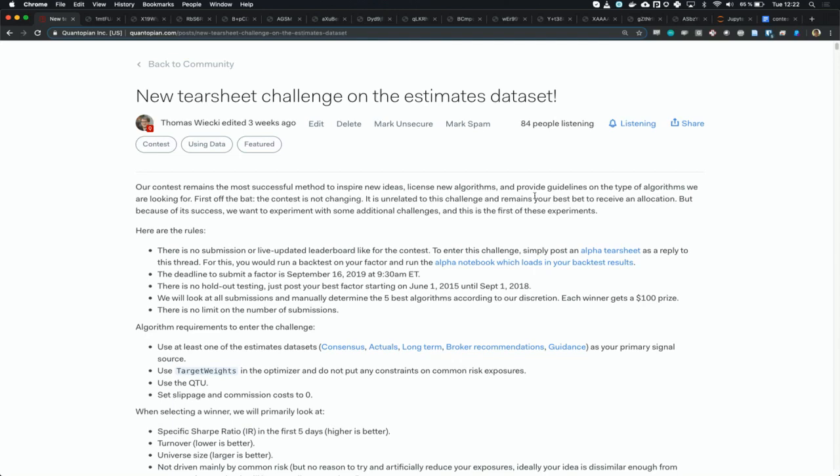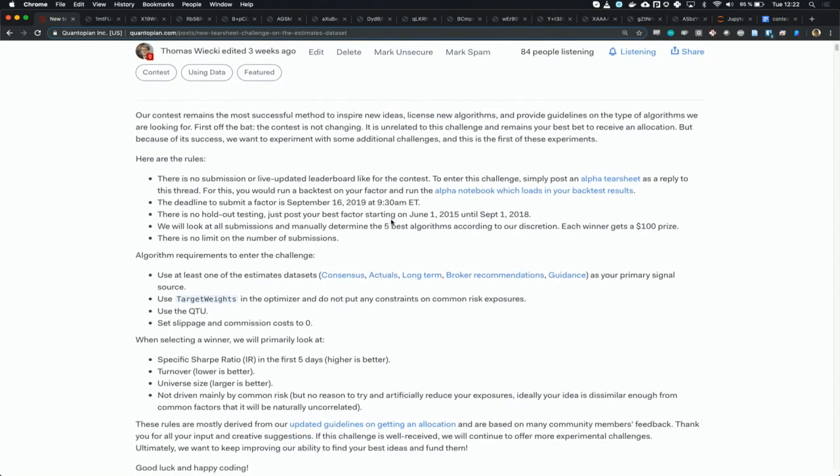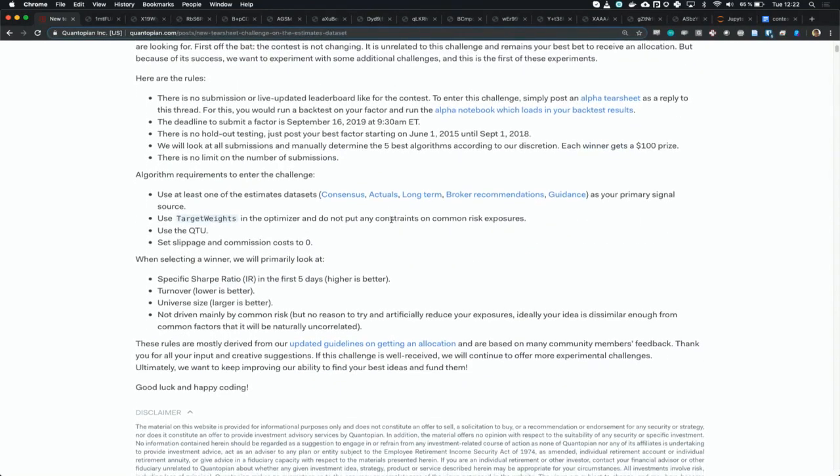Towards the end, I also want to show how we use these and what the next step would be when actually constructing these. As I outlined before, the requirements of the contest were basically to use the estimates dataset and submit a factor according to the new rules or guidelines that we have put out in the last couple of weeks, using the new AlphaLens tearsheet that we also posted recently.